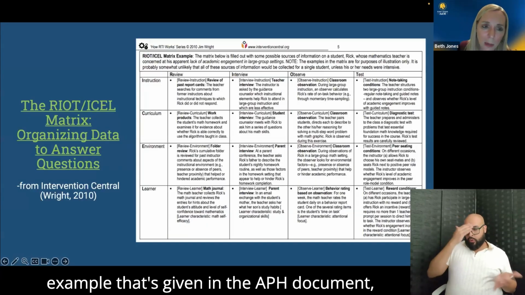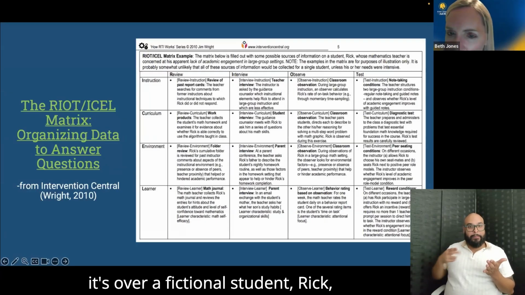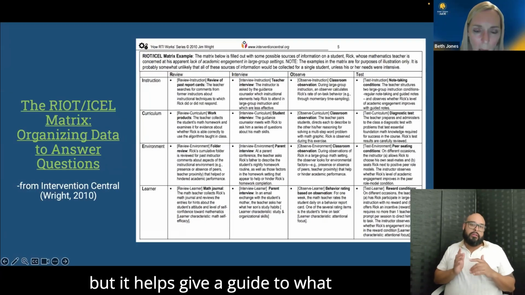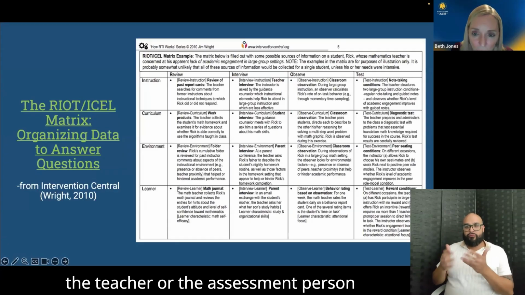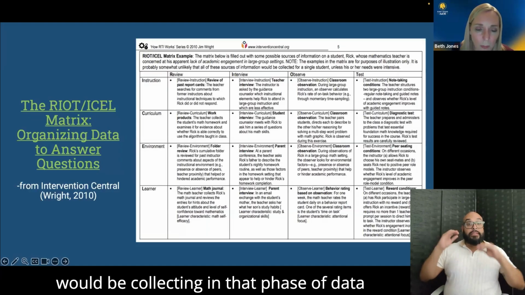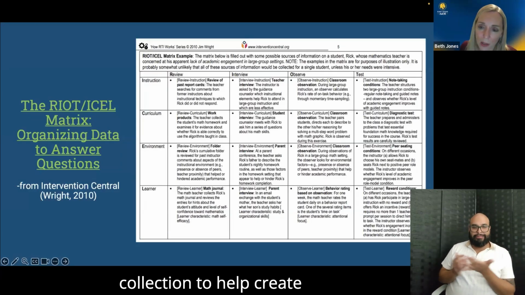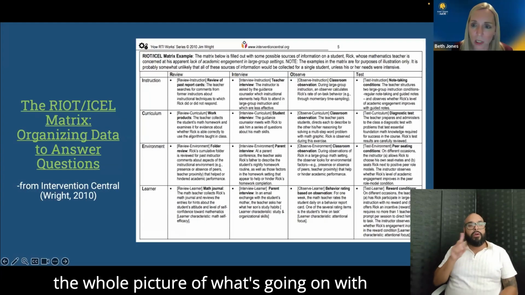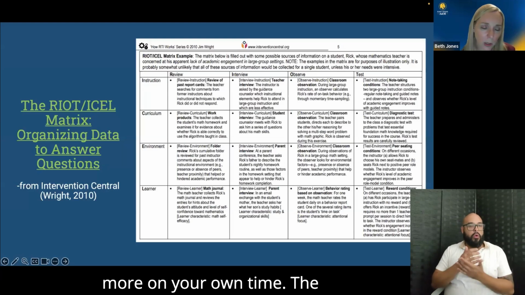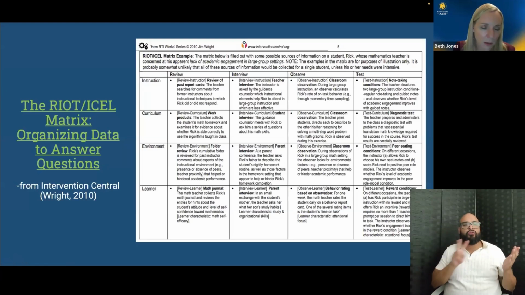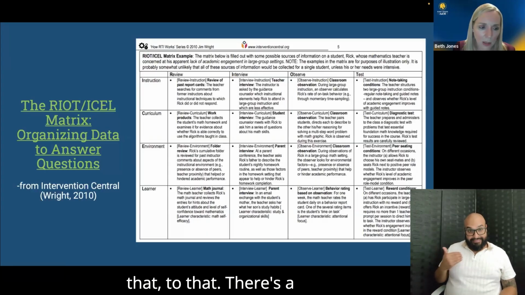Okay, and so this example that's given in the APH document is about a fictional student, Rick, but it helps give a guide to what the teacher or the assessment person would be collecting in that phase of data collection to help create the whole picture of what's going on with Rick. Okay, so I'll let you peruse that more on your own time. The link in the PowerPoint will take you to that.